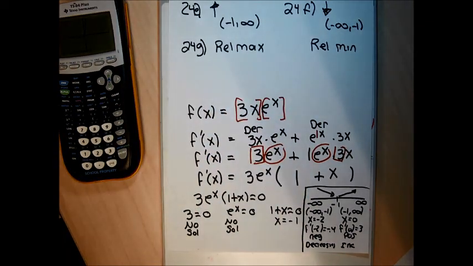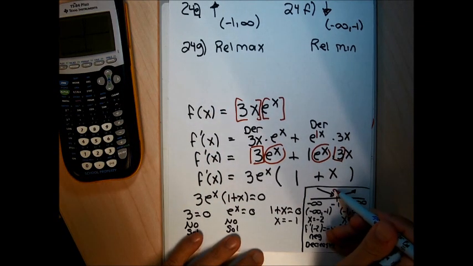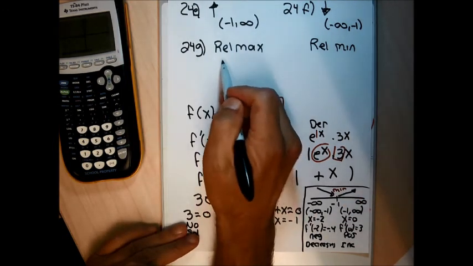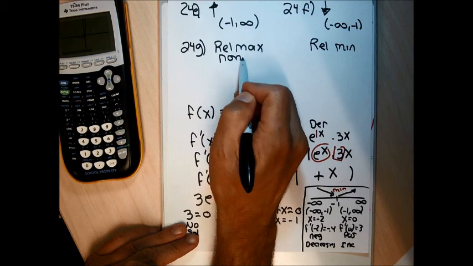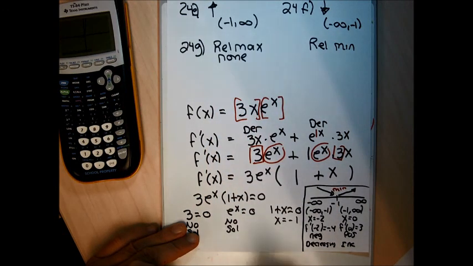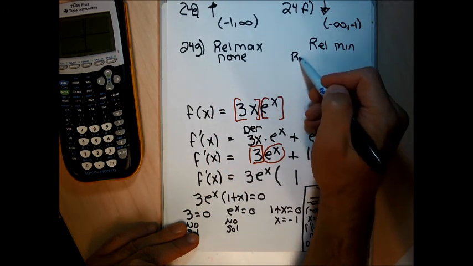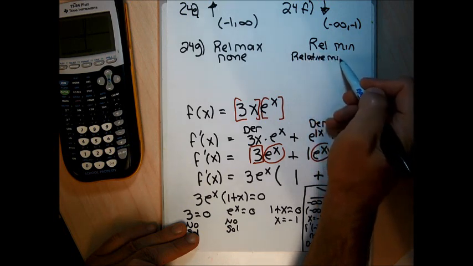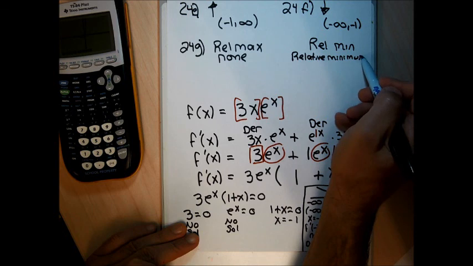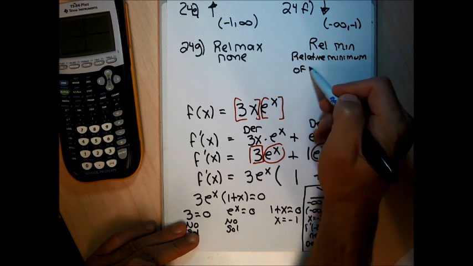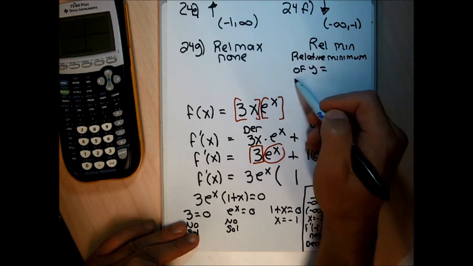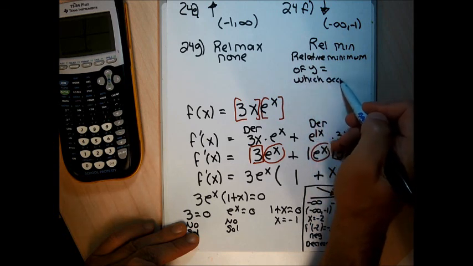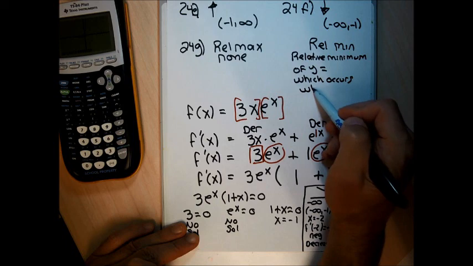And immediately when I look at my arrows, I can see there's a minimum point, and its x value is -1, and there's no maximum point. So for the relative maximum, I'm going to write none. For the minimum, I can say there's a relative minimum of y equal to something, which occurs when x equal to -1.